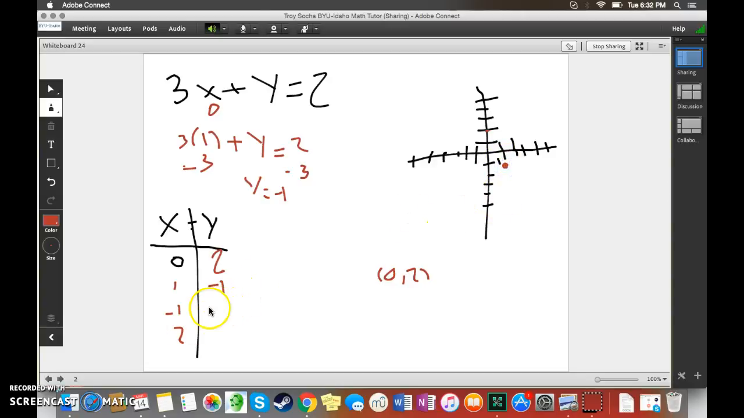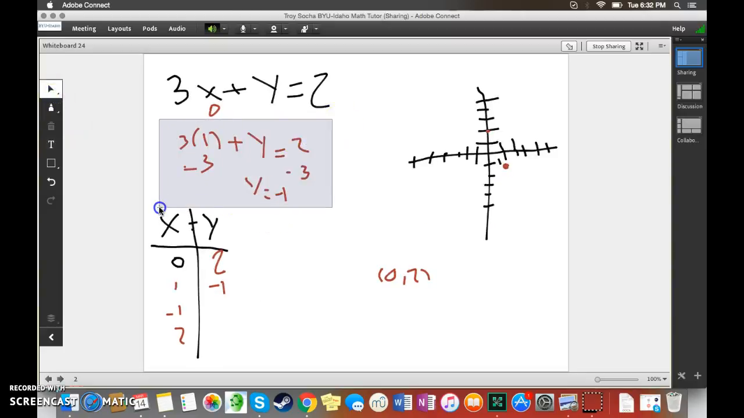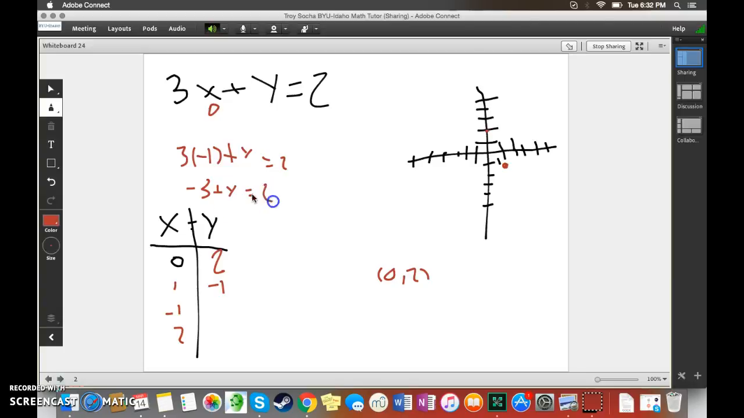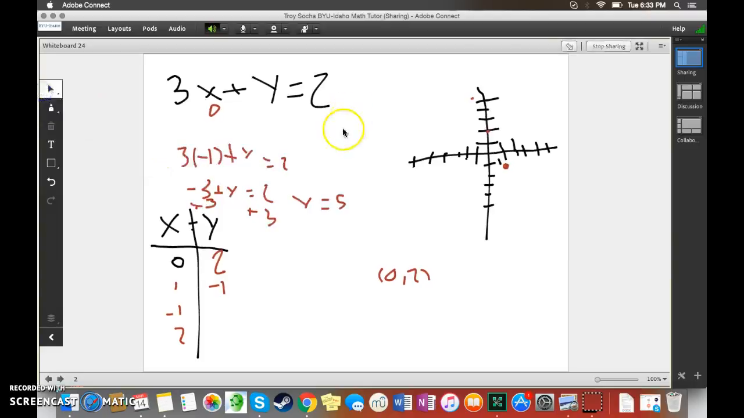Now negative 1. This is a tricky one because it's negative. So when we plug it in, we get negative 3 plus y equals 2. We can add 3. Y equals 5. All right, so when x is negative 1, y is 5. Okay, so let's plot that all the way up there. All right, does that make sense?